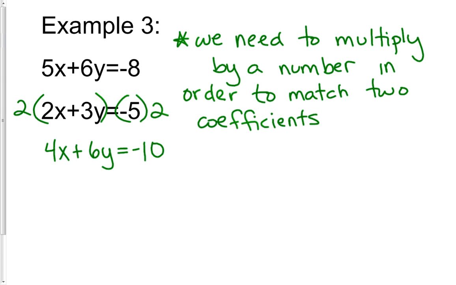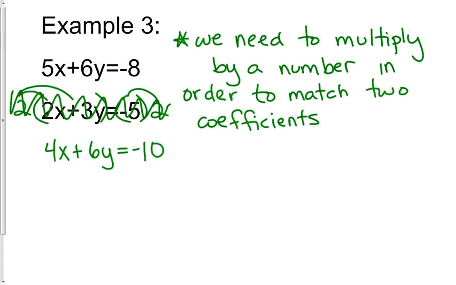So in multiplying everything by 2, I've got a new equation. Make sure you multiply everything by 2. It gives me 4x plus 6y equals -10. Now I'm going to go ahead and cross through this original one because I don't need it anymore. I now have 5x plus 6y equals -8. 4x plus 6y equals -10.